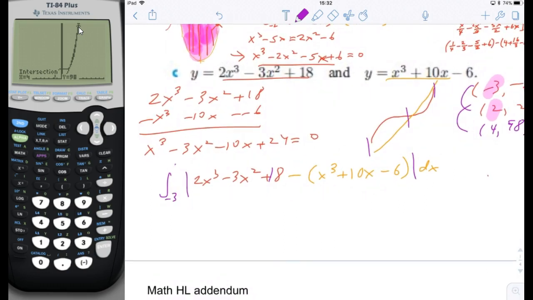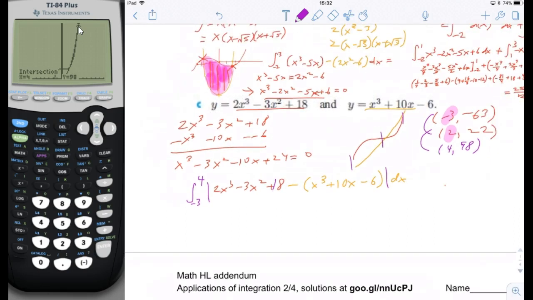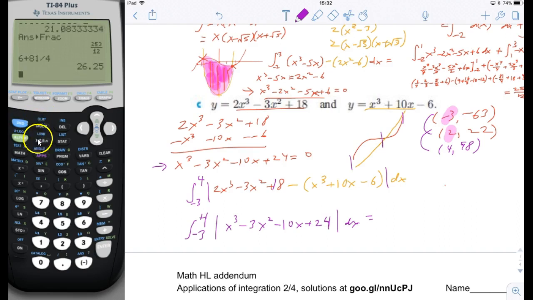So we're just going to put the outside 2 limits, -3 and 4. We're going to ignore the 2, but we're going to put the expression inside absolute value. And just to make things easier, we could put the expression inside the absolute value simplified as the left side of this, right? Because if we subtract the red minus orange, we're going to get x cubed minus 3x squared minus 10x plus 24. So let's do that. And we're going to do it all with technology now.